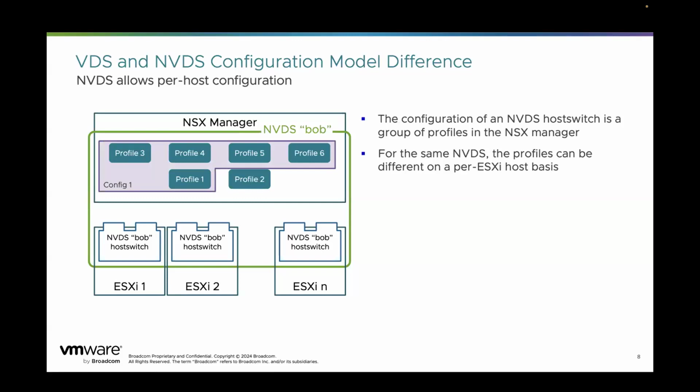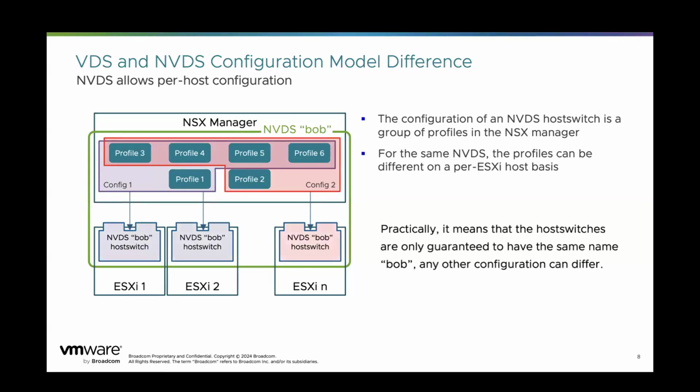So for example, I can have this configuration 1 that is using profiles 1, 3, 4, 5, 6, or another configuration that is a grouping of 2, 3, 4, 5, 6, for example. Those two configurations are pretty similar. They only have one profile difference. However, that can all be applied to what looks to be the same NVDS switch Bob across multiple hosts. And you see that the hosts have different configurations. So it's the same switch Bob, but different configuration on a per host basis.